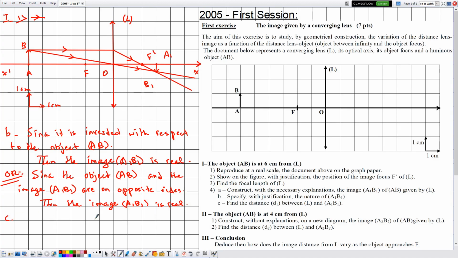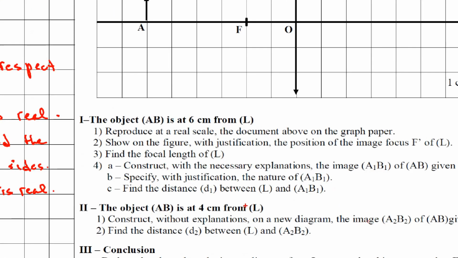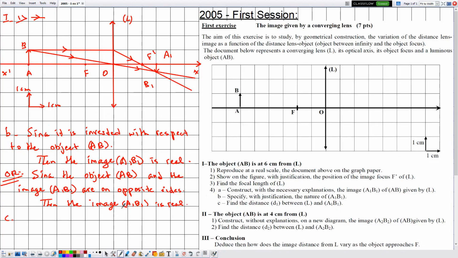Now in part C they are telling me to find the distance D1 between L and A1, B1. So this distance D1 represents the distance between the lens and the image. Then distance between L and A1, B1.